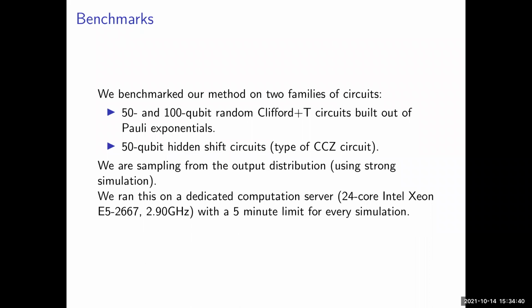And so what we are doing is sampling from the output distribution, and we're doing that using strong simulation. So we're using this method I described earlier for going from strong simulation to weak simulation by iterating strong simulation n times, and then you get a sample output.